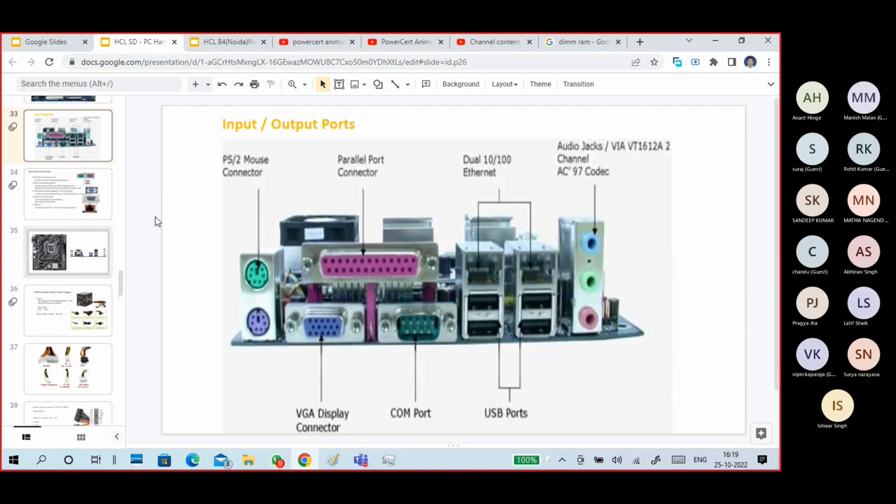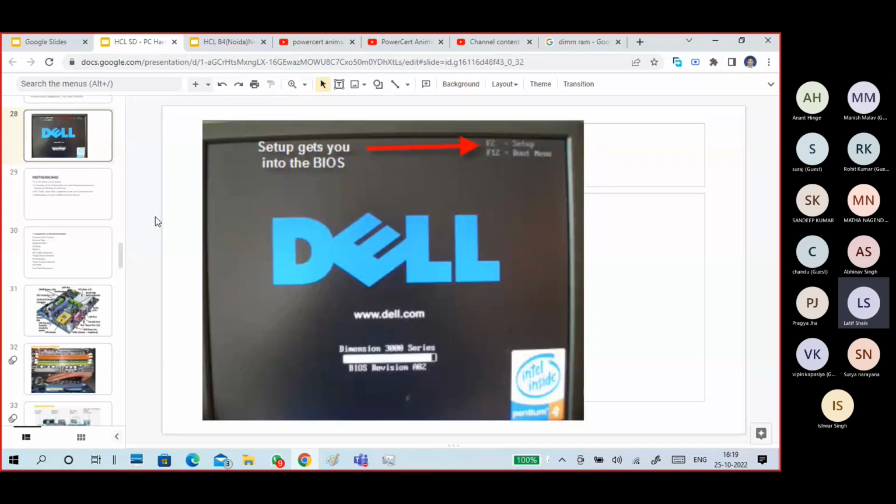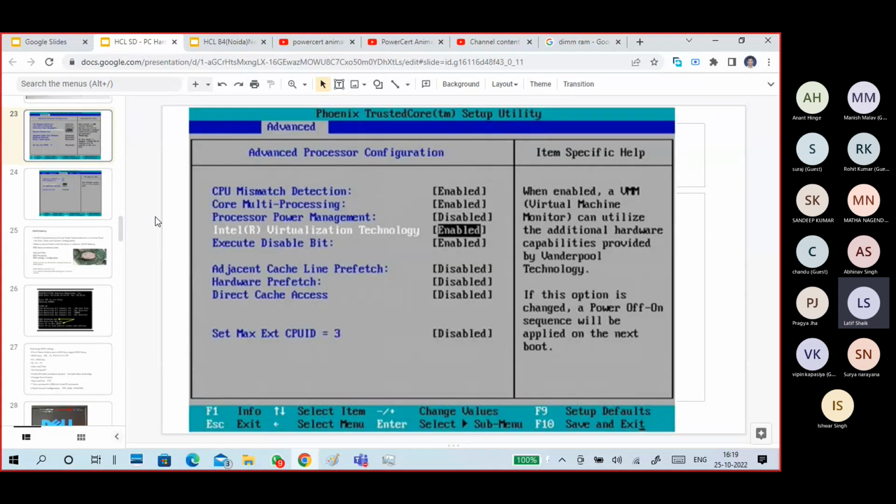Now take a break, guys. Have a tea or coffee, don't sleep. Understand up to here, RAM and ROM.